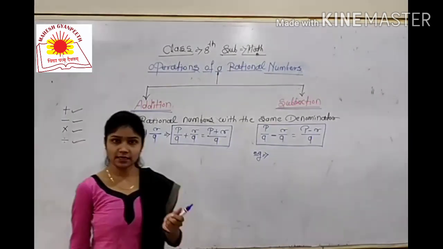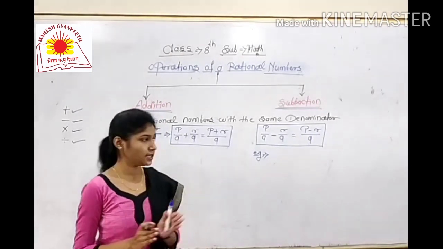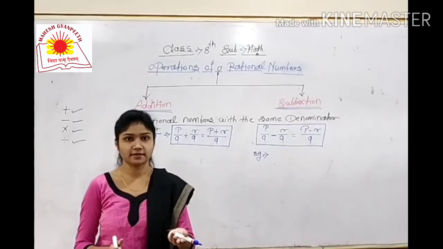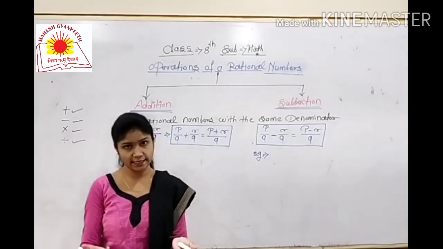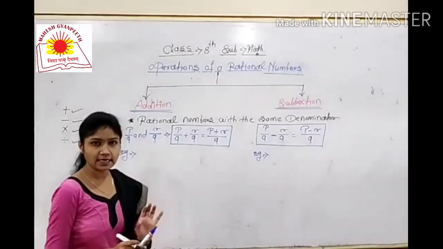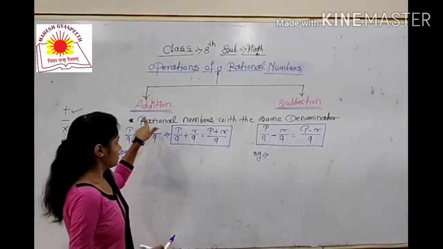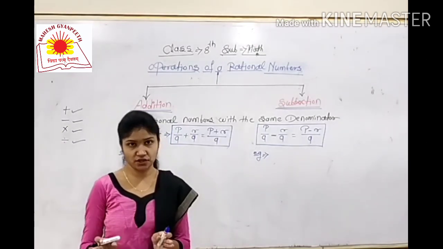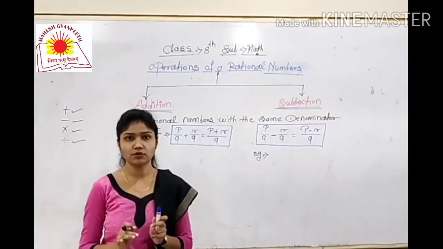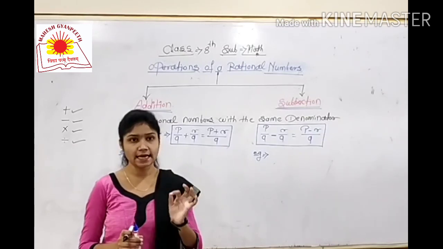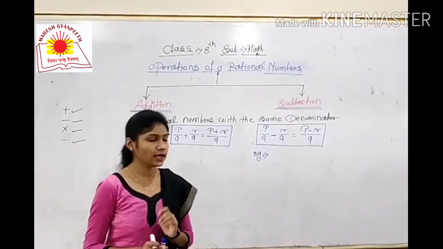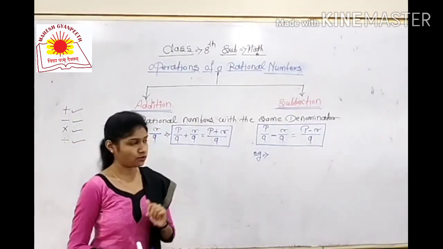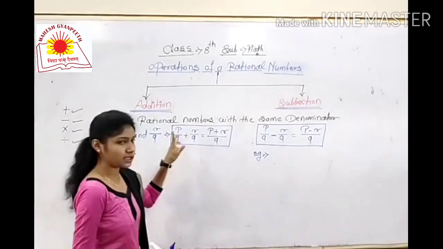Now we have to see how to add two or more rational numbers, how to subtract, how to divide and how to multiply. We will see the details. First point is rational numbers with the same denominator. First we discuss addition of rational numbers. Take P upon Q and R upon Q, two rational numbers whose denominators are the same.